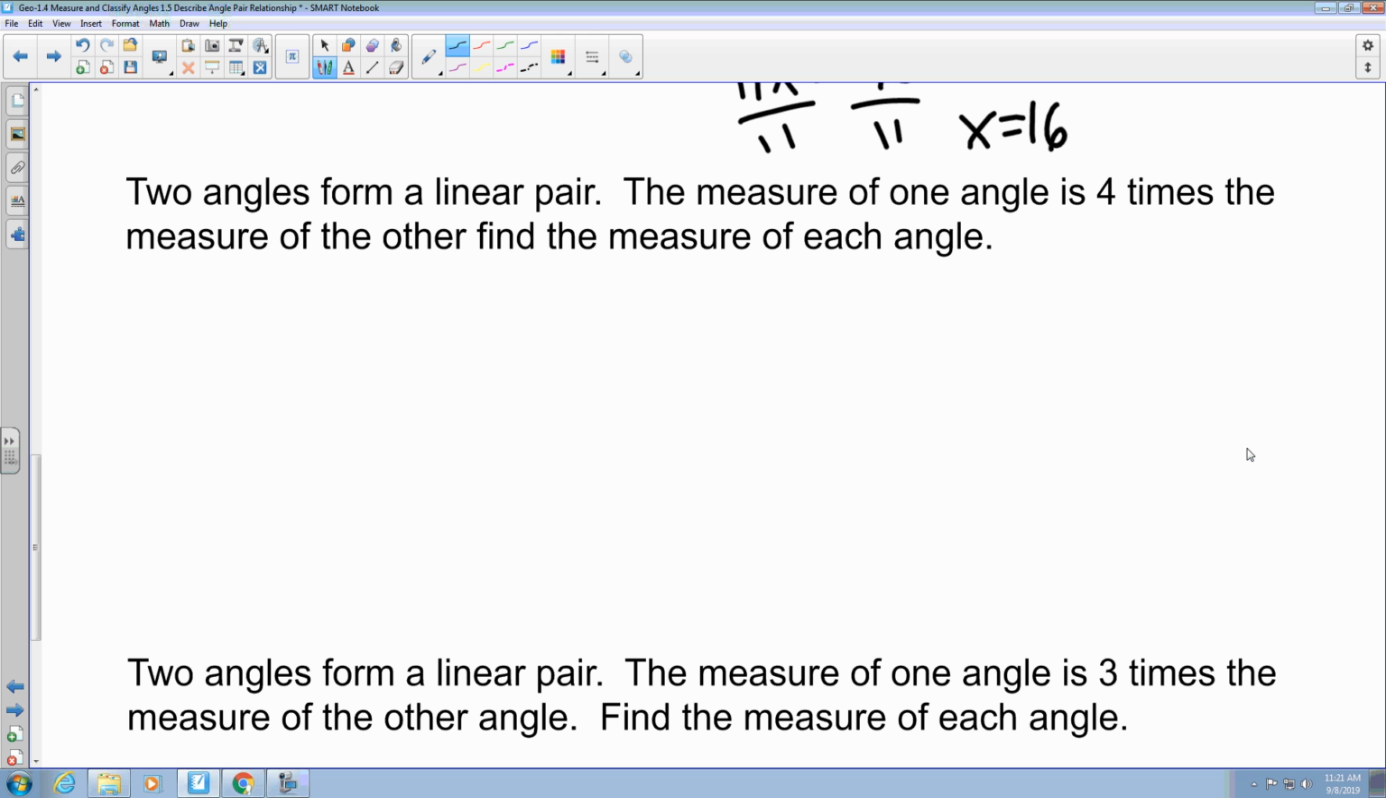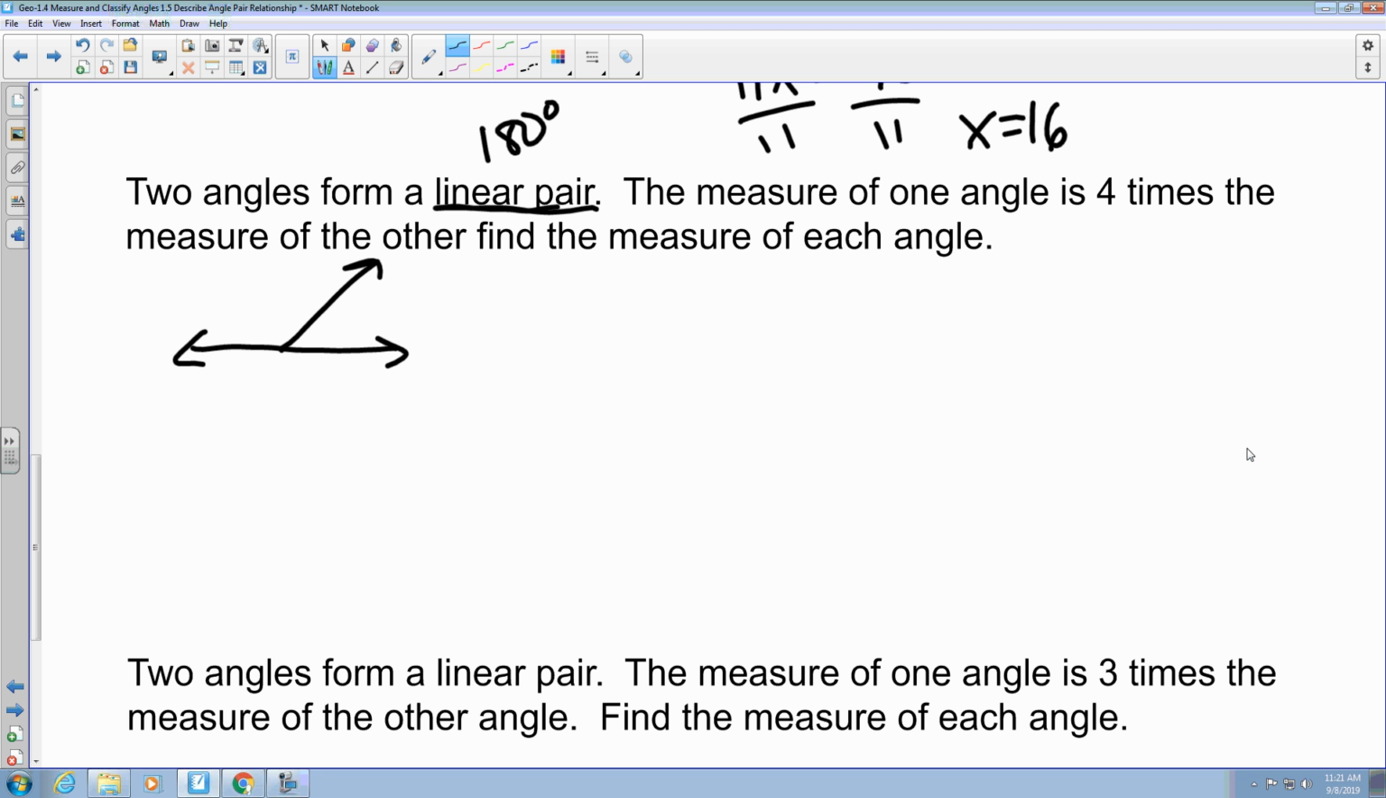So here it says we have two angles that form a linear pair. Okay, so anytime I see that something forms a linear pair, I always know that they are supplementary. So I always know that they're 180 degrees. The measure of one angle is 4 times the measure of the other angle. Find the measure of each angle. So I got a linear pair, so draw it out. So I got my linear pair right here.